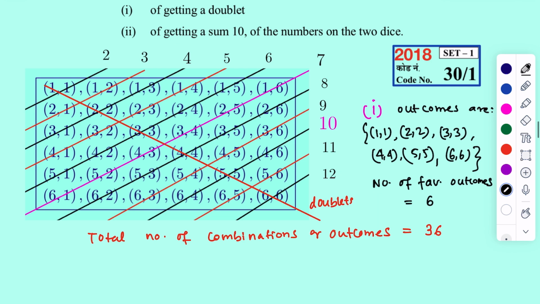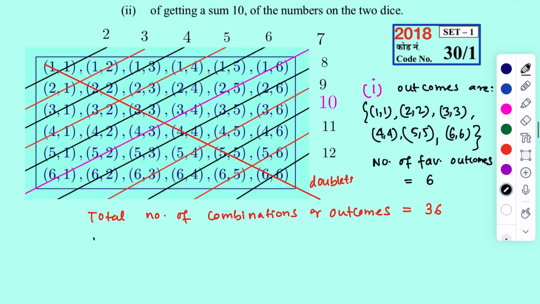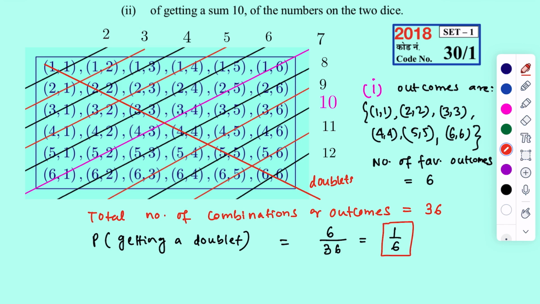Now we know that the probability is equal to the number of favorable outcomes divided by the total number of outcomes. That is, the number of favorable outcomes is 6 and the total number of outcomes is equal to 36. Hence it will be equal to 1 by 6, which is the probability of getting a doublet.